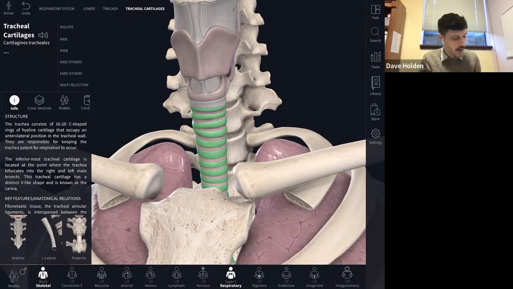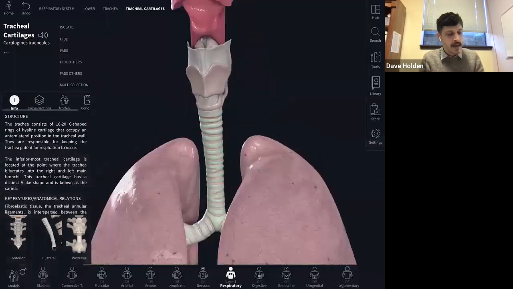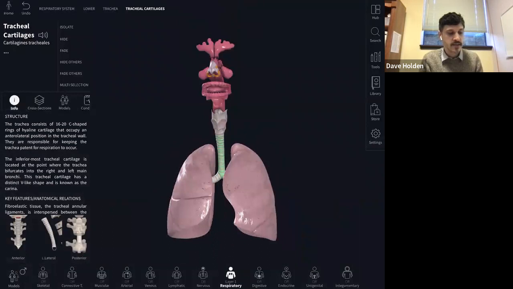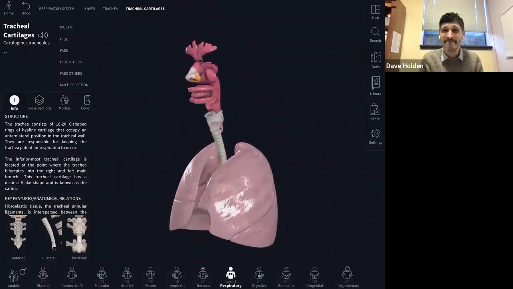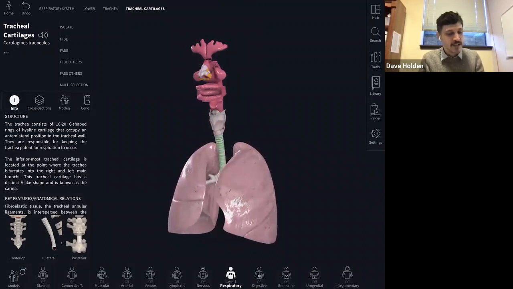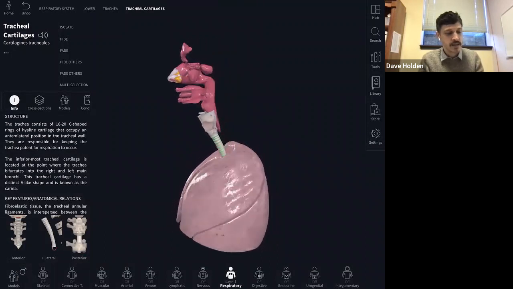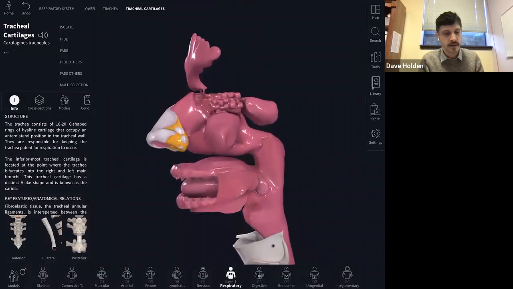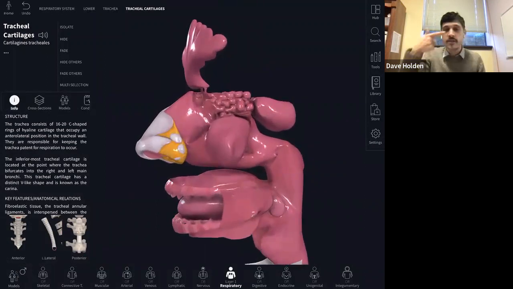So now I'm going to take the skeleton away. And there we see the entire respiratory system. And it looks kind of like a Pokemon. So let's start up at the top. I'll turn it to the side. And again, I know it looks real weird. But you've got your nose, and you can see down here the little gums and the tongue. So we know we're in the mouth area.